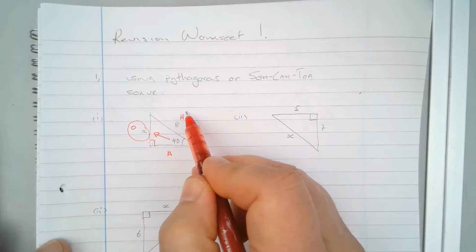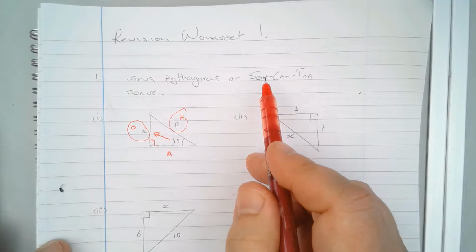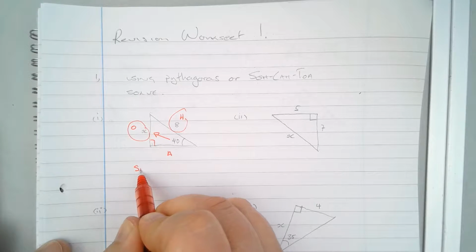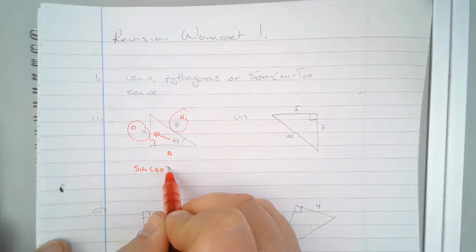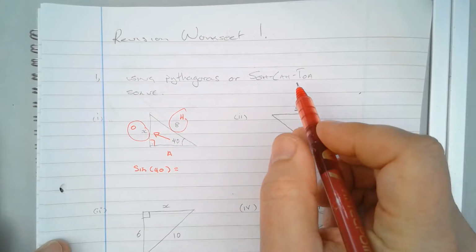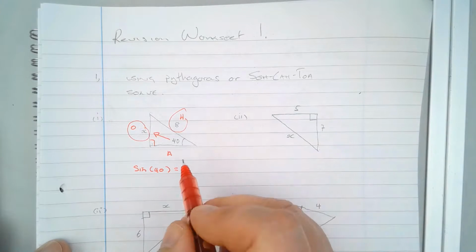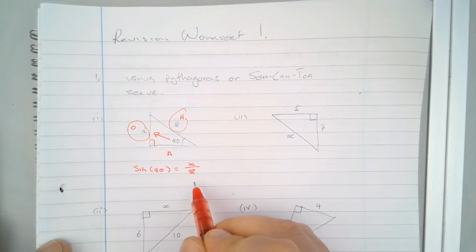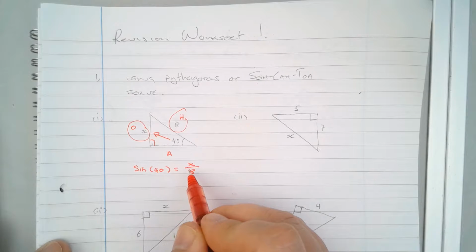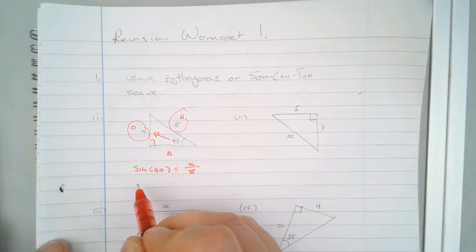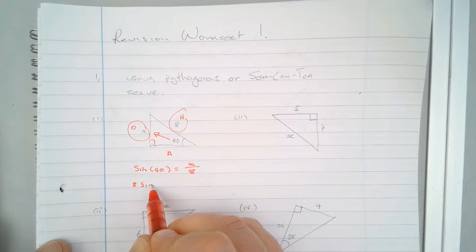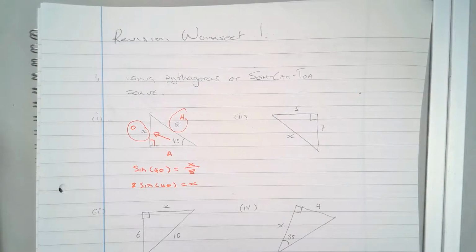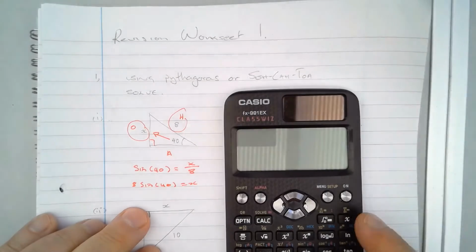So we've got O and H, so I'm looking at SOH. Sine the angle is equal to the opposite over the hypotenuse. First letter goes at the top, second letter at the bottom, equals x over 8. Then I'm just going to multiply the 8 away, so it goes up here. 8 sine 40 equals x, and I get my calculator and type that in.